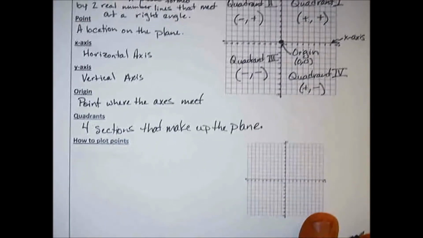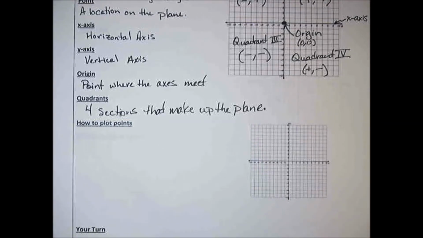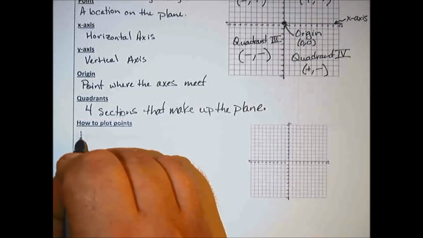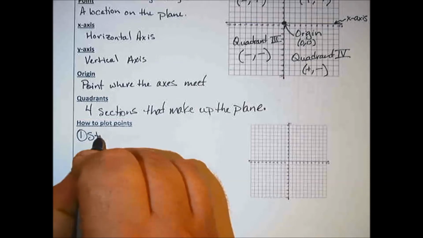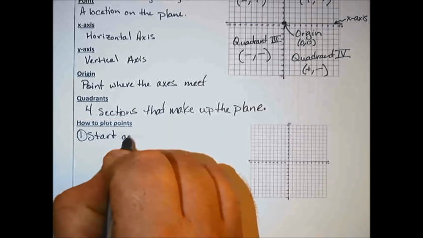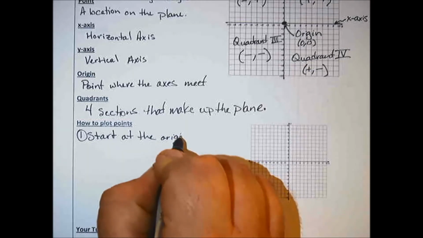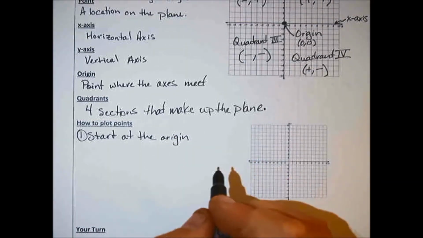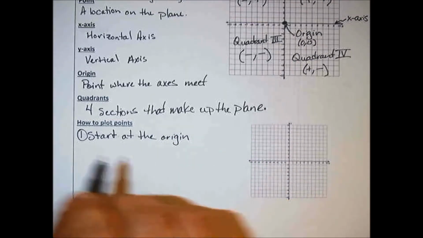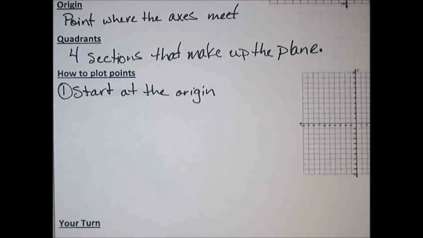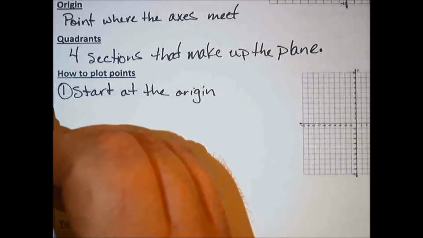So let's go ahead and look at how to plot points. You may know this. If so, I really hope so. But let's just get some ground rules here. So we're going to, number 1, start at the origin. No matter what kind of graph you draw, no matter what the scale is, the origin's always in the same spot. That's why we use that. So we're going to start at the origin.